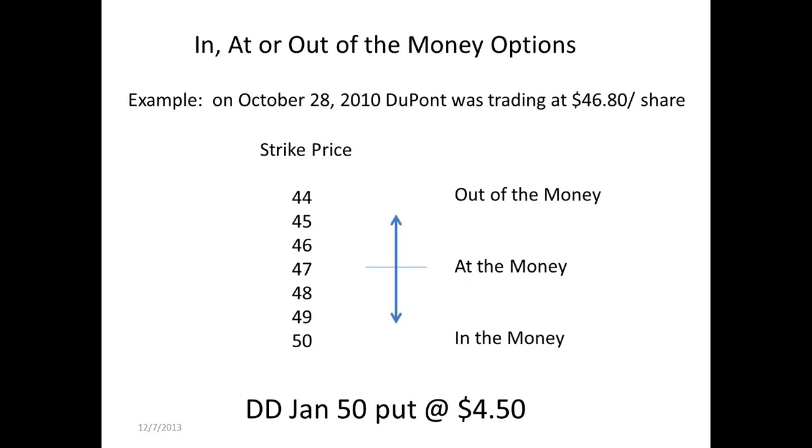At the money. We have a January 50 put, and anything above this for a put is called in the money. All strike prices above where the stock is will have an intrinsic value, and they are all called in the money. Now, the strike prices below the stock price do not have any intrinsic value, so the only value they have is time value, and they are called out of the money. At the money, in the money, out of the money.